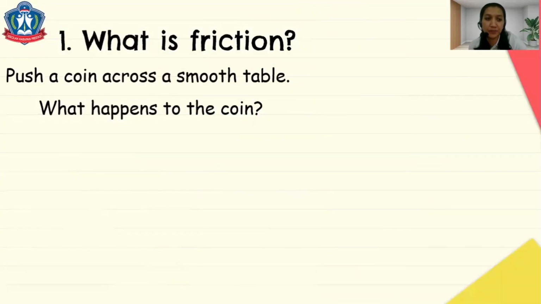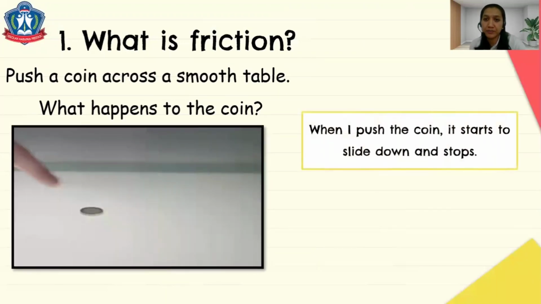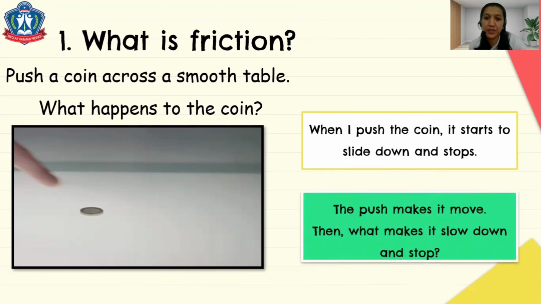What is friction? I have an experiment. Push a coin across a smooth table. What happens to the coin? When I push the coin, it starts to slide and stops. The push makes it move. Then what makes it slow down and stop?